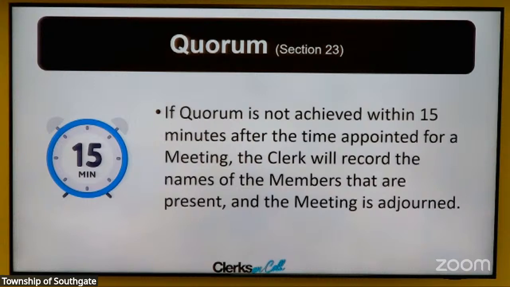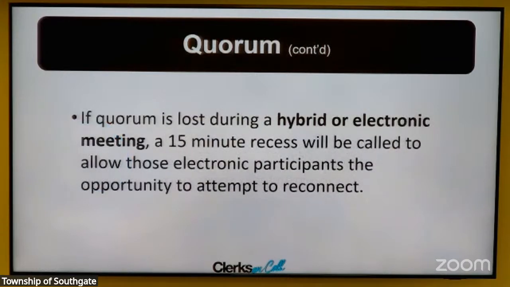And if quorum is lost during a hybrid or electronic meeting, we've included some wording that would suggest that you should recess for 15 minutes in order to allow those that are joining electronically a chance to reconnect and therefore be able to regain quorum. However, if after 15 minutes quorum still can't be achieved because you weren't able to get that connection again, then that meeting too would be adjourned and any unfinished business would be carried forward to the next meeting.